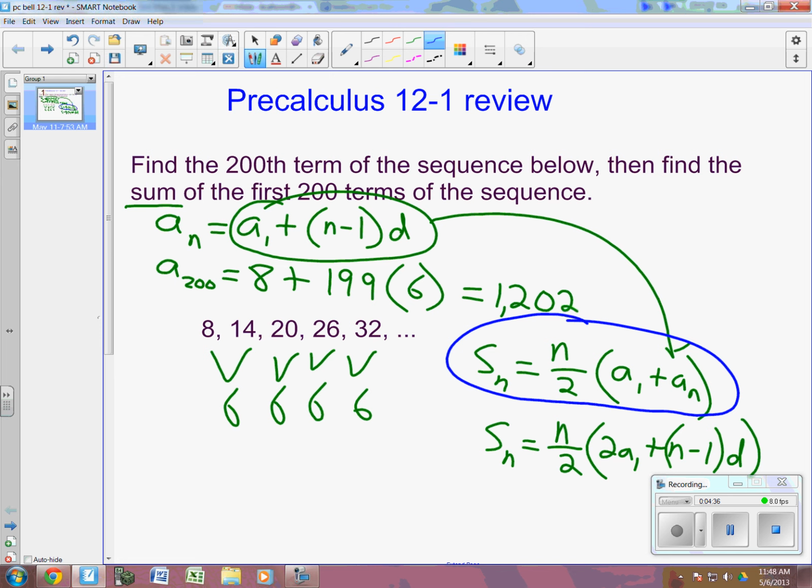Yes? A sub 7 is just like this. Find the seventh means to find the 7th term. Is this on 12-2 or 12-1?